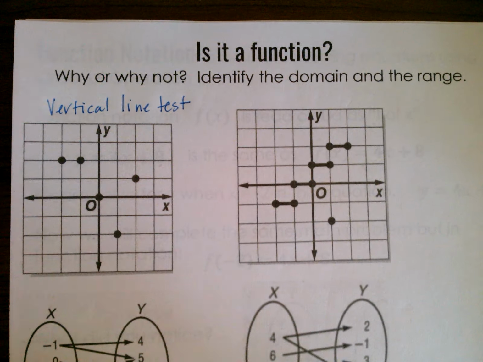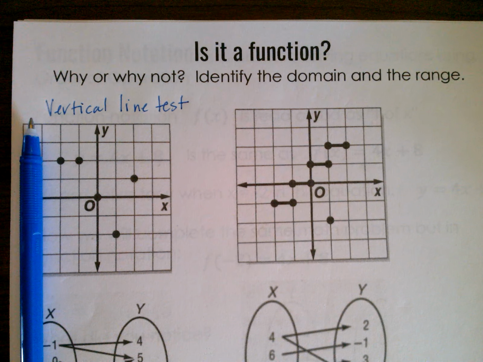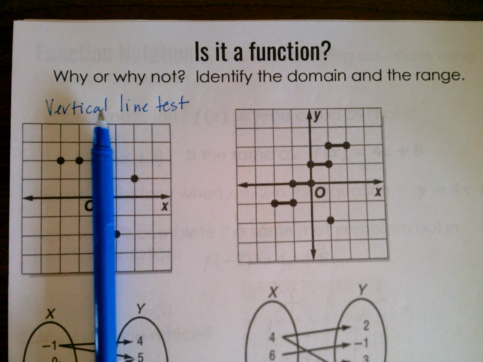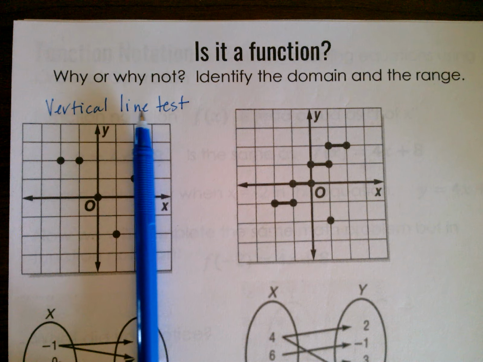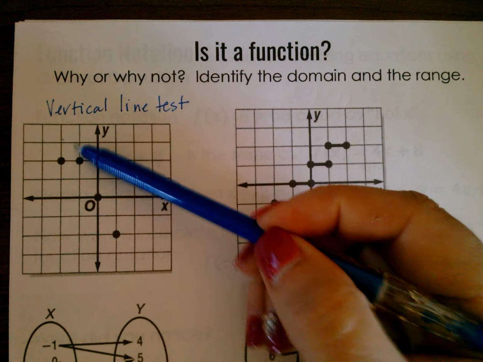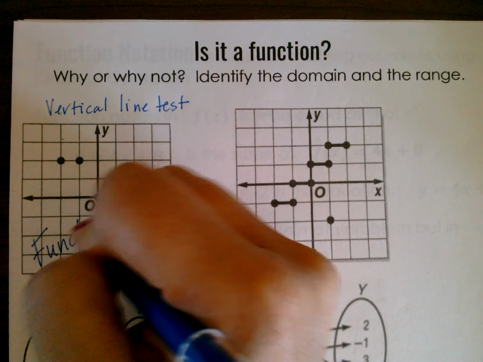It is a very simple process. You literally put your pen or pencil, your finger, and you'll scan left to right. As you do, does your pen or pencil touch more than one spot on the graph? In this case, it does not, so this would be a function.